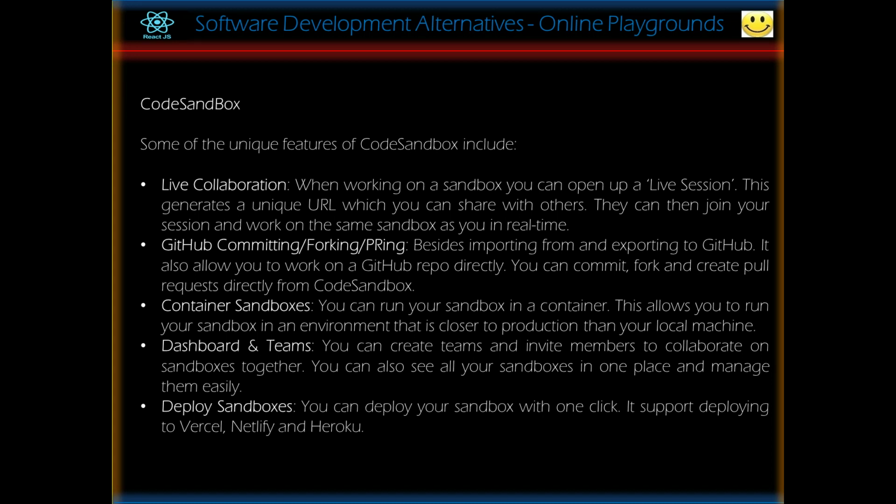GitHub committing, forking, and pull requests. Besides importing from and exporting to GitHub, it also allows you to work on a GitHub repo directly. You can commit, fork, and create pull requests directly from CodeSandbox.